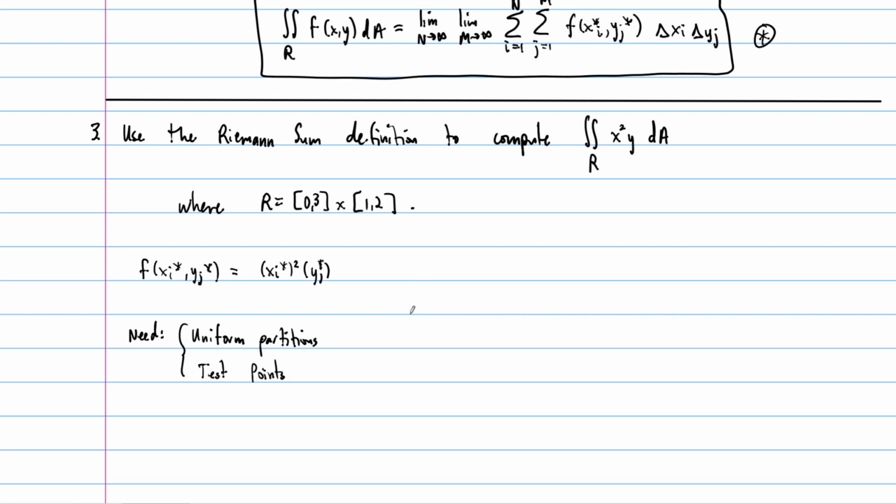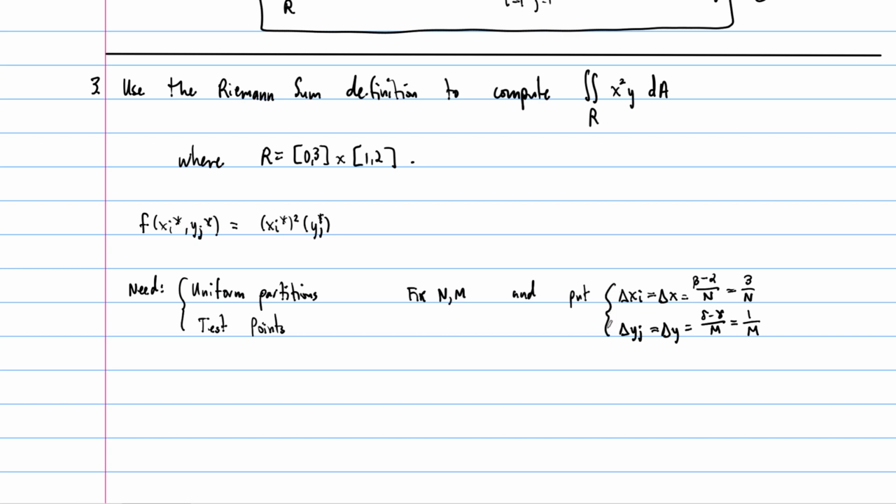Our uniform partitions, we can choose these by choosing basically the number of partition points, right? So let's say we're going to fix n and m and put the following. So delta x sub i will just make constant. That's the uniform part, right? So delta x is going to be beta minus alpha over capital N, which in this case is going to be 3 minus 0 over n, or just 3 over n, right? And then same thing with delta y sub j. That's going to be just constant, delta y. That's going to be delta minus gamma over m. So that one's going to be 2 minus 1 over m, or just 1 over m. All right, so there's part of our uniform partition.